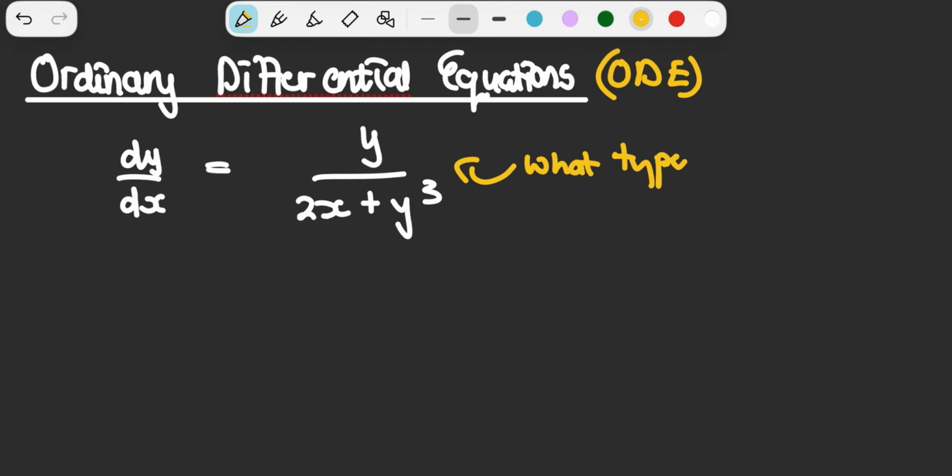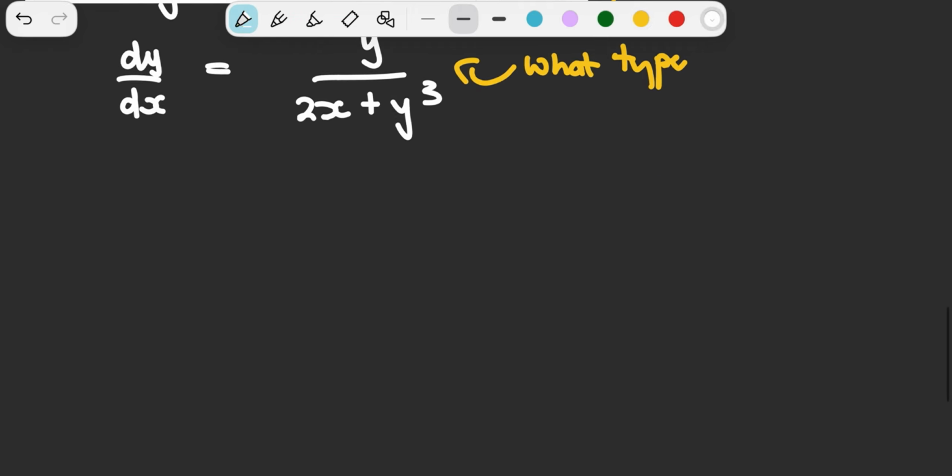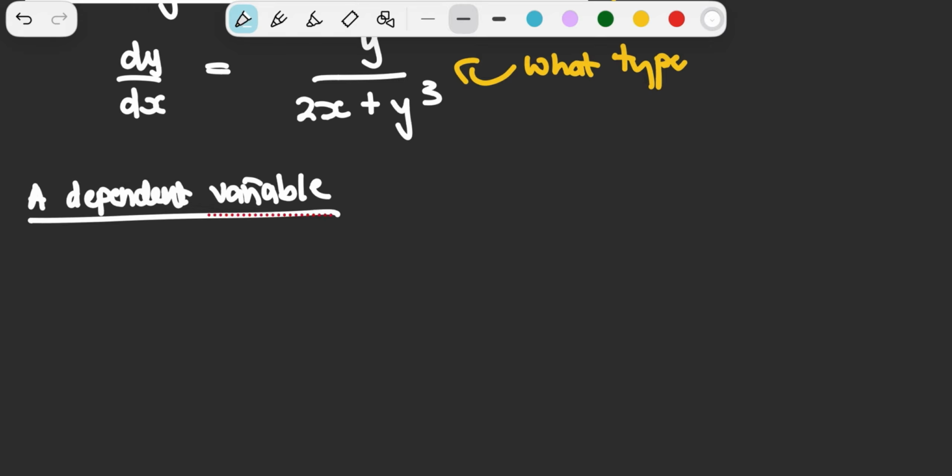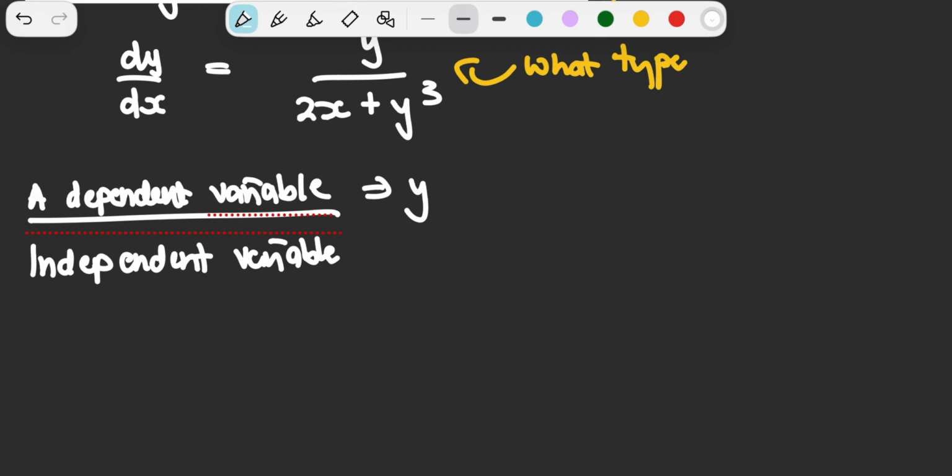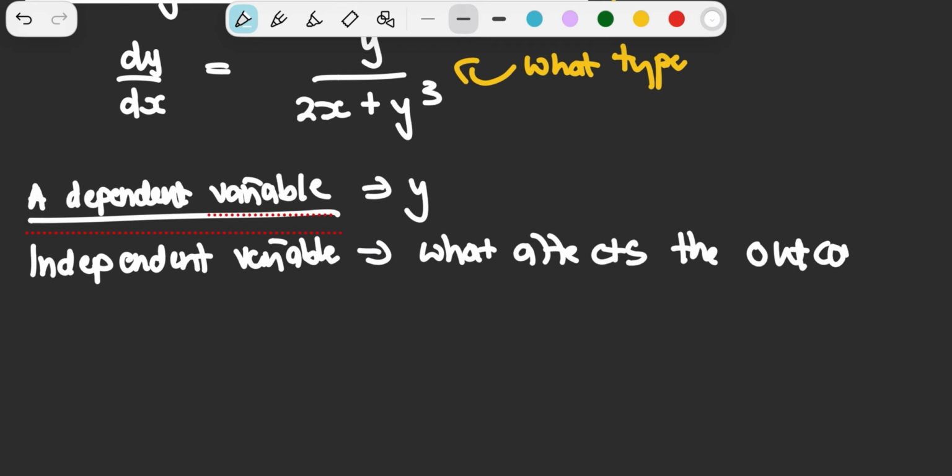The first thing that I want you guys to understand is what a dependent variable is. A dependent variable is basically the y value that you have. So it's a value that depends on other values. Then we have what we call an independent variable. It's a variable that doesn't depend on anything else, so it's what affects the outcome. This can be time, position, it can be anything really, but we like to just call it x. So the dependent variable is y, which is related to x.